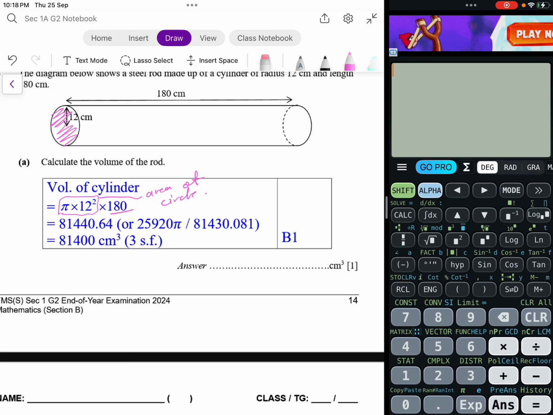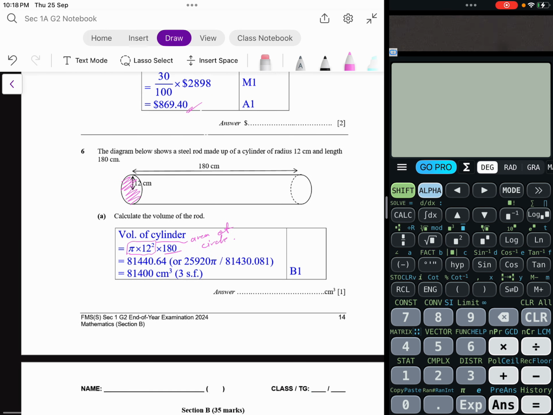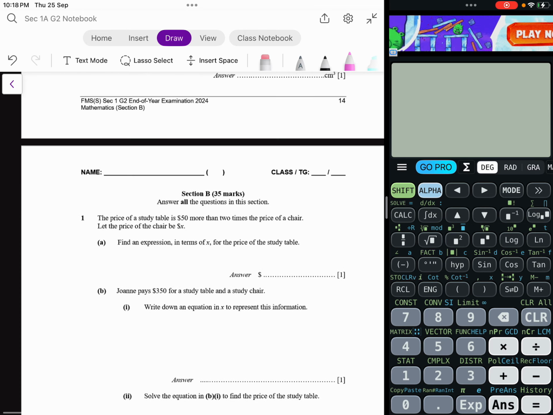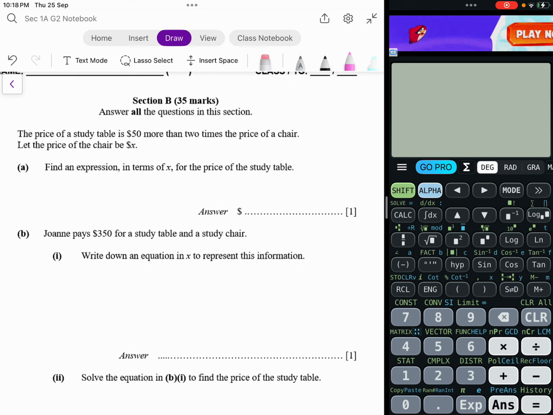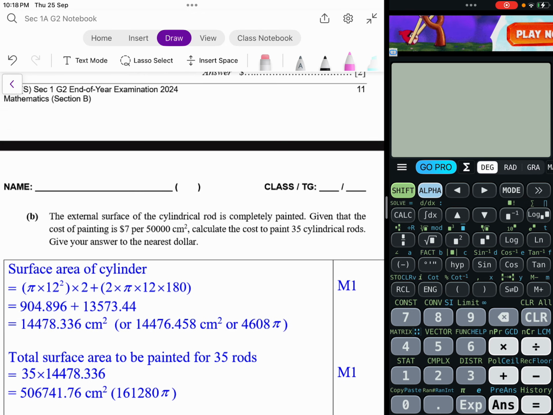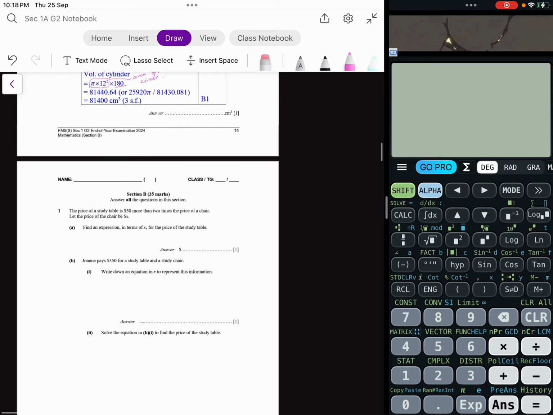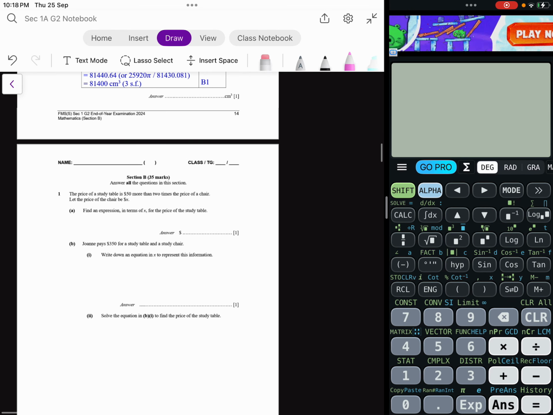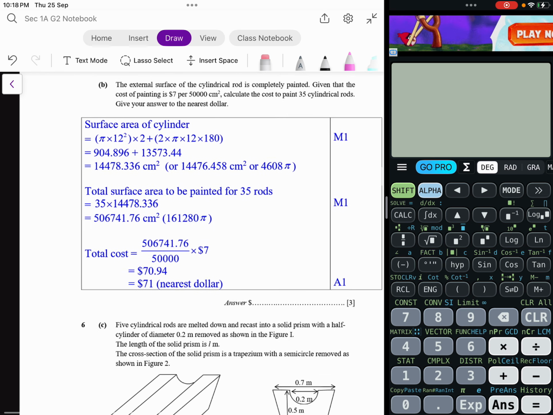Okay, so section B again. Oh wait, is that it? Is that every question there? Oh no, it's not. Okay, so the price of a study table. Oh, it's the same. Oh, okay, so don't know why there's this page here. Let me see if I can delete it. No, I cannot. Okay, let me ignore. Okay, moving on to part B.